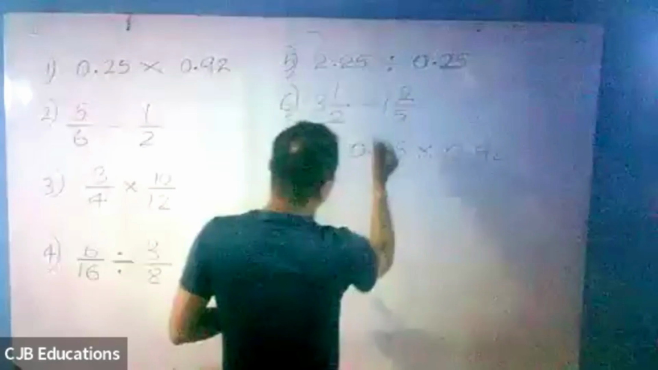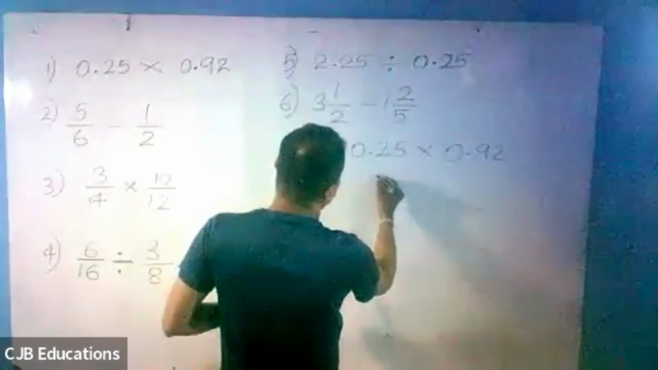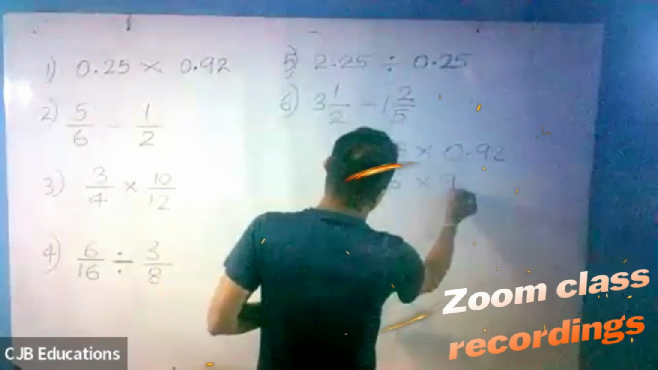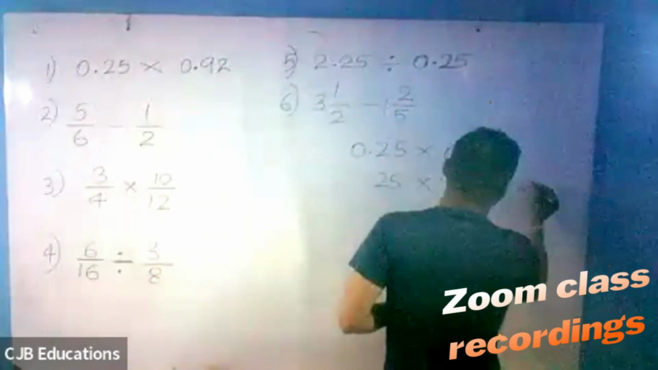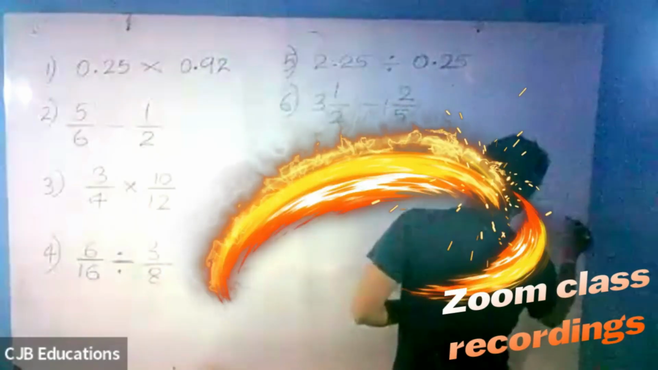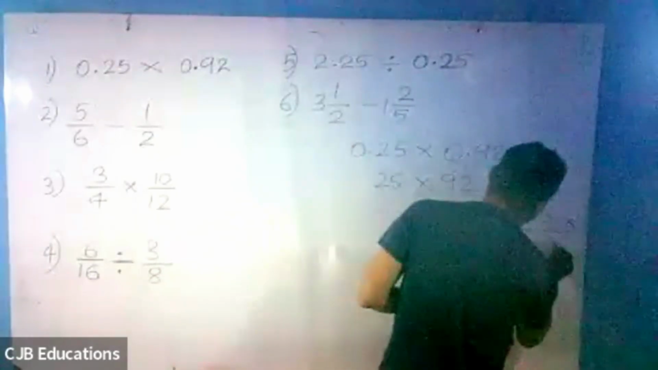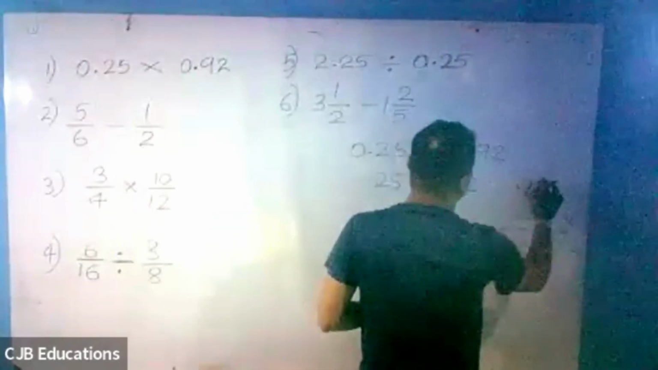So we count how many decimal places there are in both values. Tell me. 4. Then we keep the number of decimal places in mind, and then we remove all the decimal points. If you remove the decimal points from both values, this becomes 25 and this becomes 92. Then we multiply 92 by 25 in the vertical method. 5 times 2 is 10, 0 put there, 1 remains. 5 times 9 is 45, 45 plus 1 is 46. 2 times 2 is 4, 2 times 9 is 18.